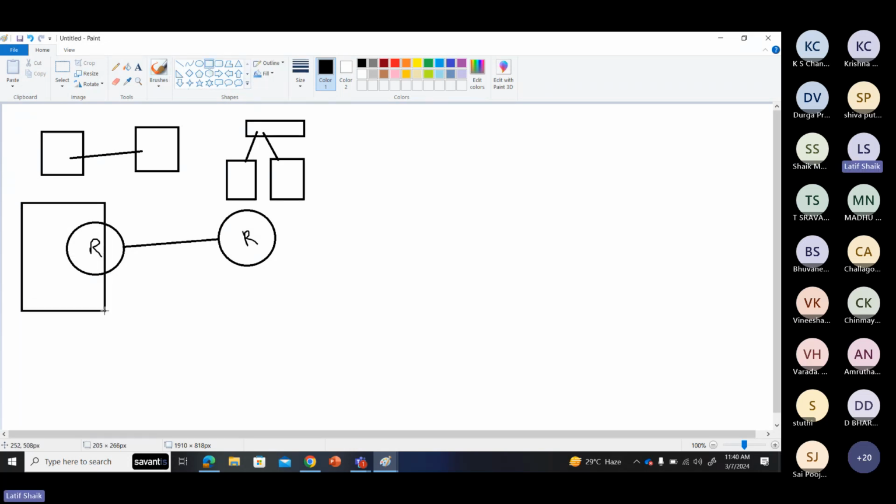For example, this is my branch head office. This is someone's branch office. So through WAN connectivity, point to point connectivity.